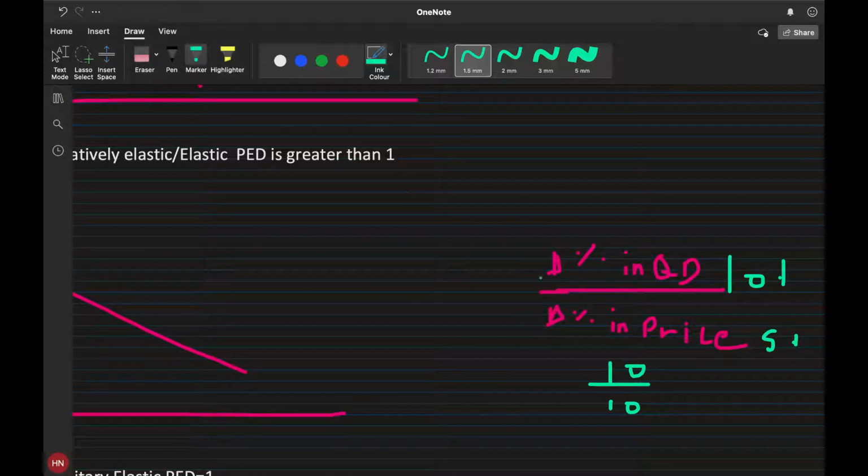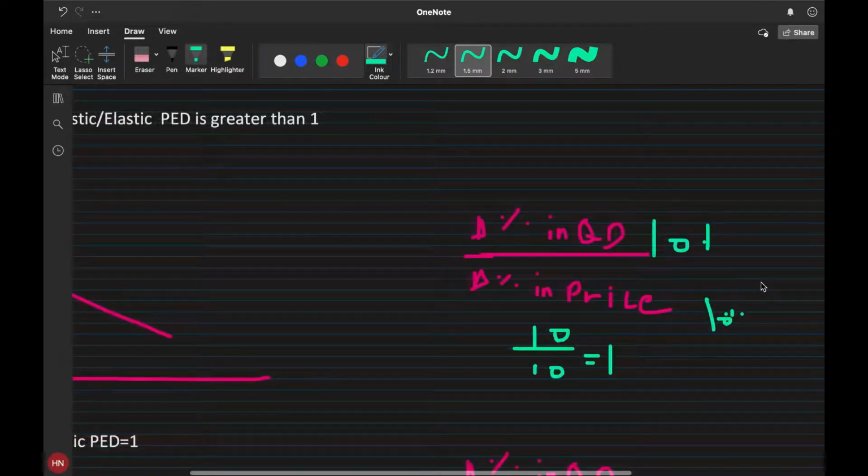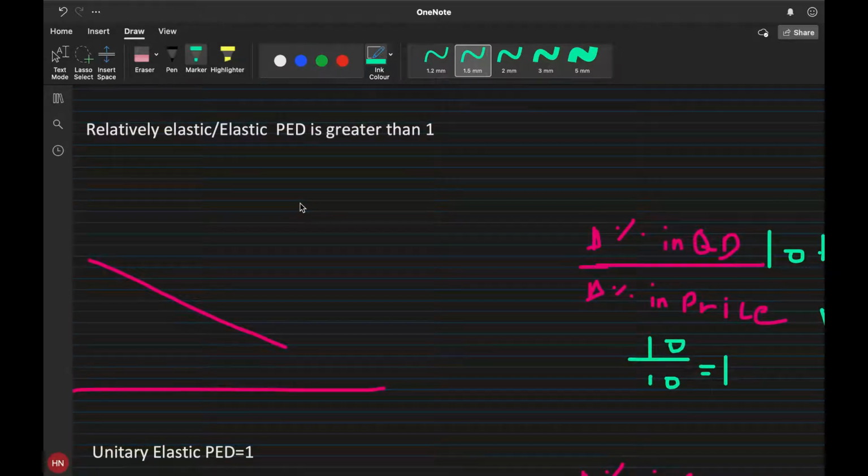So I'm going to just change this value real quick. So let's say if it's 10 over here again. So what's going to happen here is that if we have 10%, so 10 divided by 10 is 1. So if the percentage change in QD is greater than 10, which basically means it's going to give us a value greater than 1, and so it's going to be an elastic PED.